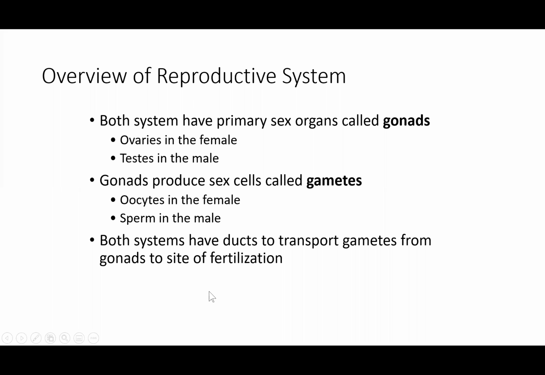Okay, so we're going to look at the male and female reproductive system, and then some growth and development in part 3.